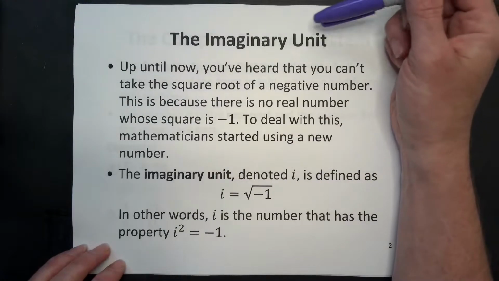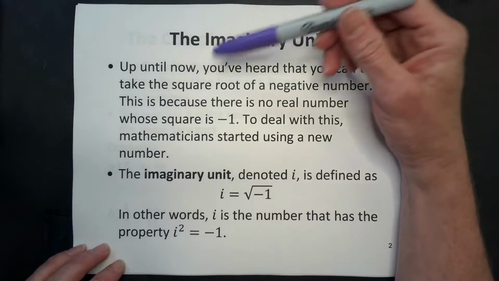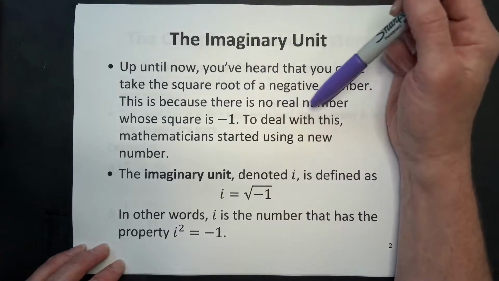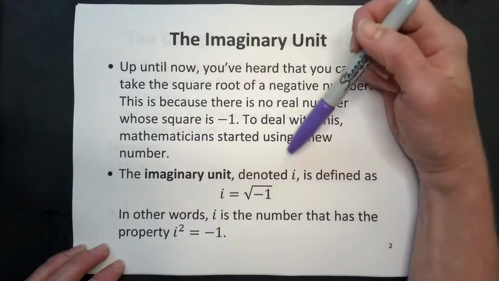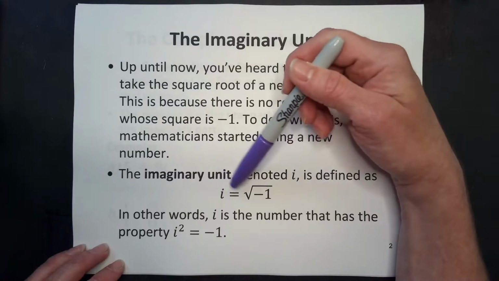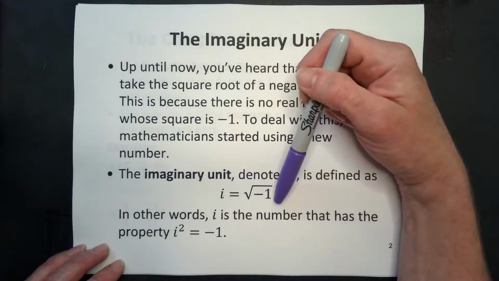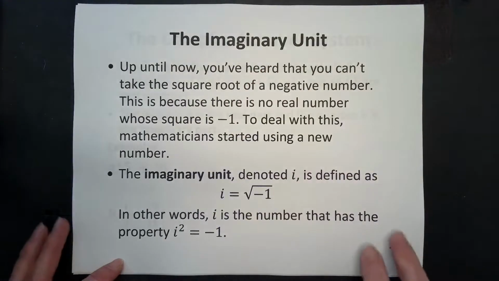The imaginary unit. Up until now, you've heard that you can't take the square root of a negative number. This is because there is no real number whose square is -1. To deal with this, mathematicians started using a new number, the imaginary unit, denoted as i. It is defined as i equals the square root of -1. In other words, i is the number that has the property i squared equals -1.